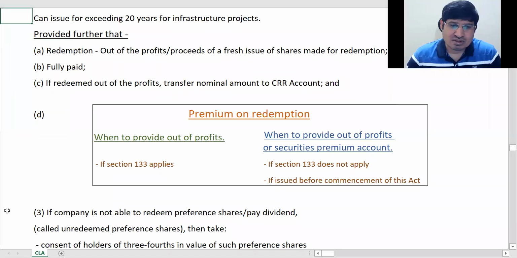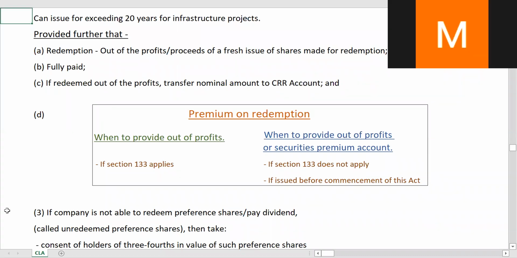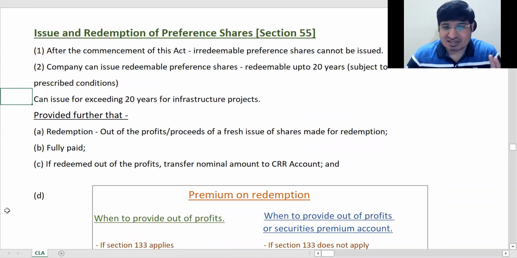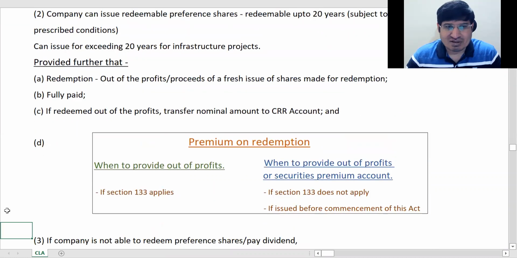Yes, Madhu. Yeah, it's 20 or 30 years, sir, for infrastructure? Infrastructure is 30 years. Normal preference shares is 20 years. Infrastructure is 30 years. Okay.